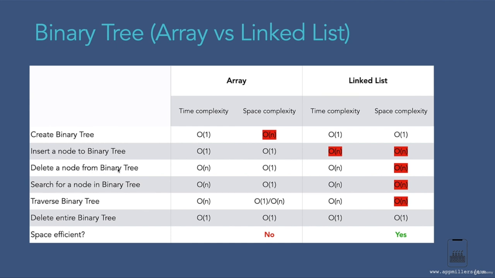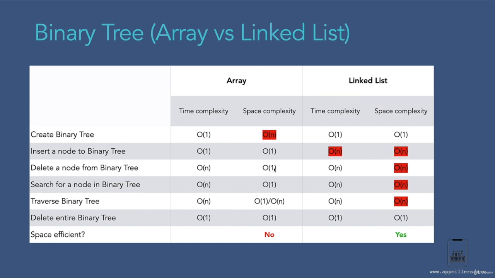Now when it comes to deleting a node from binary tree, in this case, the time complexity in case of array implementation is O(n) because here we need to find a node in the array. So here to find a node, we are using level order traversal. So we know that level order traversal takes O(n) time complexity. So the time complexity for deleting a node from binary tree in case of array takes O(n) time complexity.